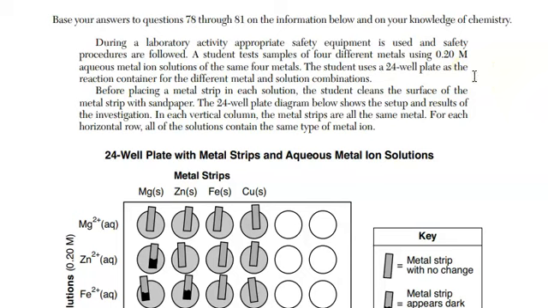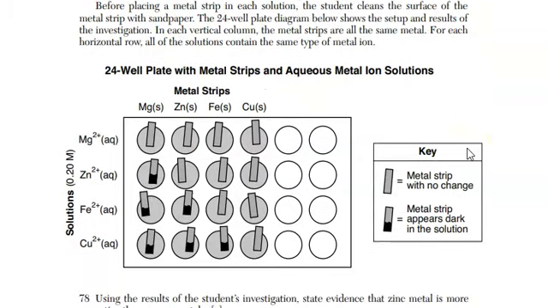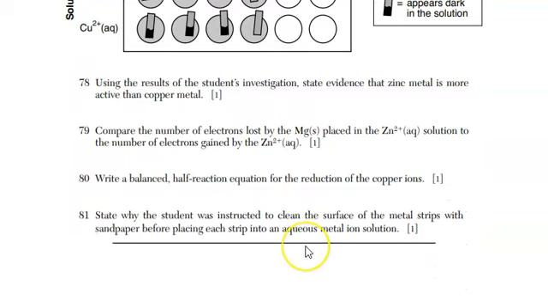Well, obviously the reason why we would sand the metal strips is that we want to make sure that we don't have any other compounds or material on the surface of the metals. We want the metal that is going to be in direct contact with the aqueous metal ion solution.